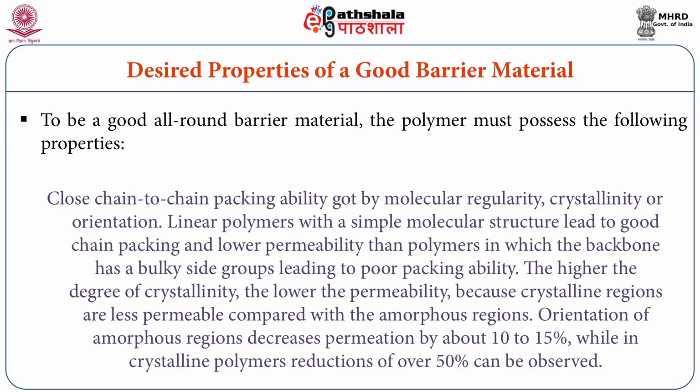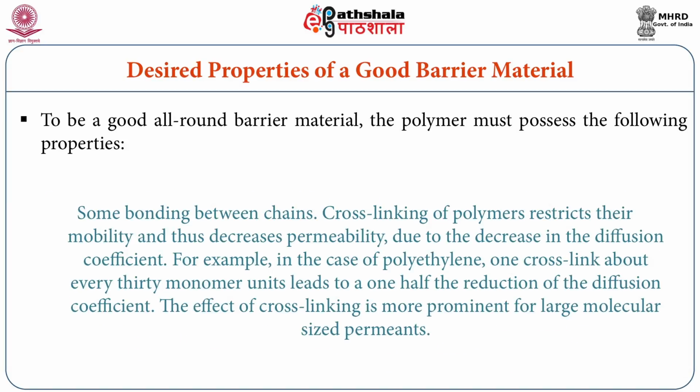Close chain to chain packing ability due to molecular regularity, crystallinity or orientation. Linear polymers with a simple molecular structure lead to good chain packing and lower permeability than polymers in which the backbone has bulky side groups leading to poor packing ability. The higher the degree of crystallinity, the lower the permeability, because crystalline regions are less permeable compared with amorphous regions. Orientation of amorphous regions decreases permeation by about 10 to 15%, while in crystalline polymers reductions of over 50% can be observed. Some bonding between chains.